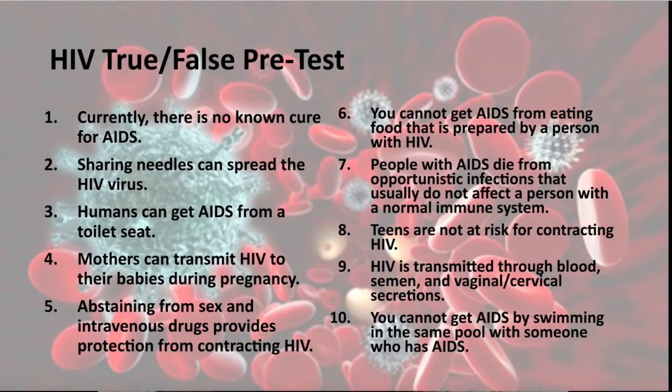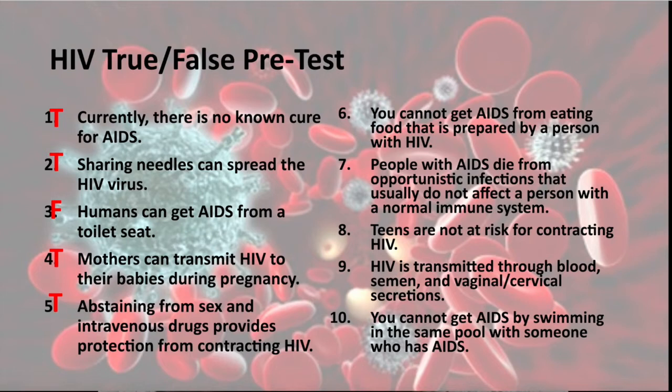So here we'll go through just some true-false statements. Number 1, currently there is no known cure for AIDS. That is true. Number 2, sharing needles can spread the HIV virus. Also true. Number 3, humans can get AIDS from a toilet seat. That is false. Number 4, mothers can transmit HIV to their babies during pregnancy. That is true. Number 5, abstaining from sex and intravenous drugs provides protection from contracting HIV. That is true. Actually, the only 100% way to prevent that.